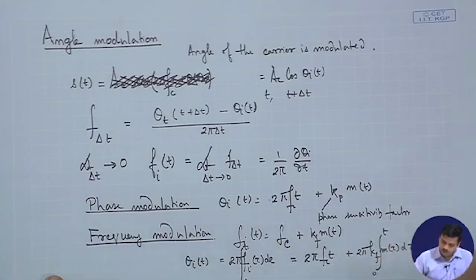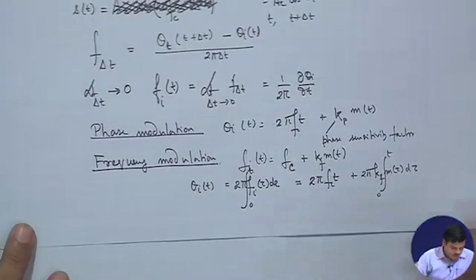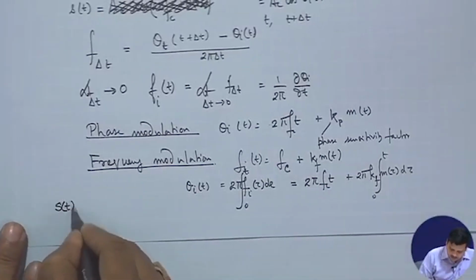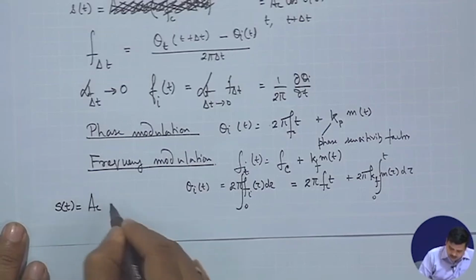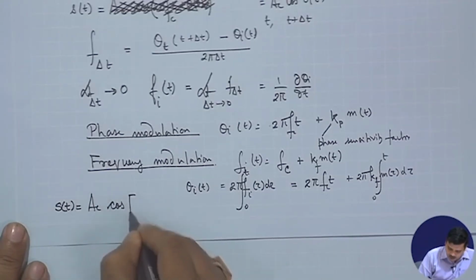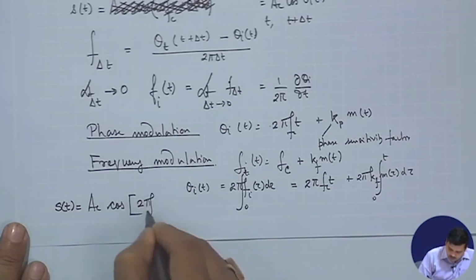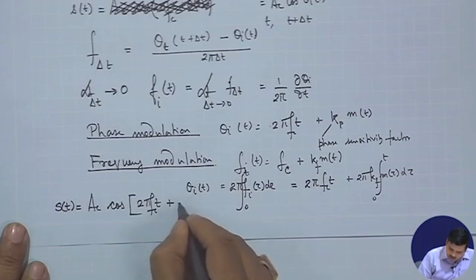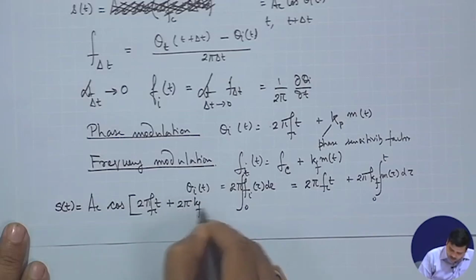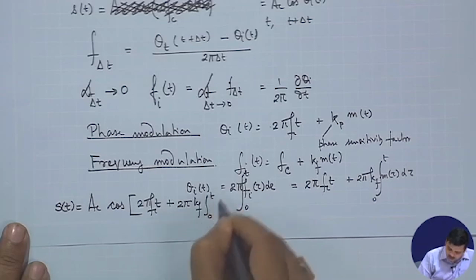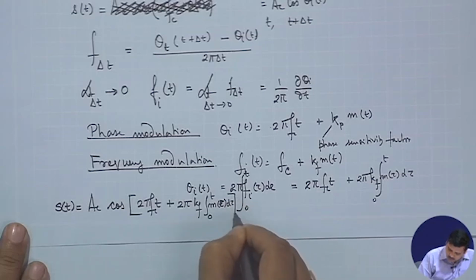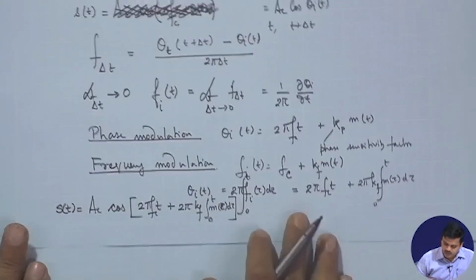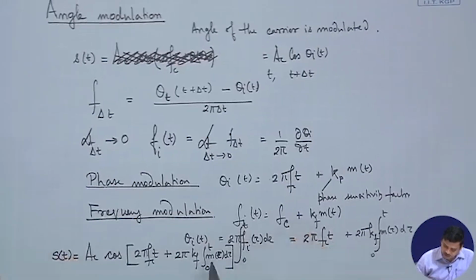So, this is the typical expression of the phase that you would have, and your signal s(t) you would write as some constant amplitude times cosine of 2 pi f_c t plus 2 pi k_f integral 0 to t m(tau) d tau, right. So, this is what you are going to get, and in case of phase modulation, this integration is not there. So, that is the typical expression of things that we use.